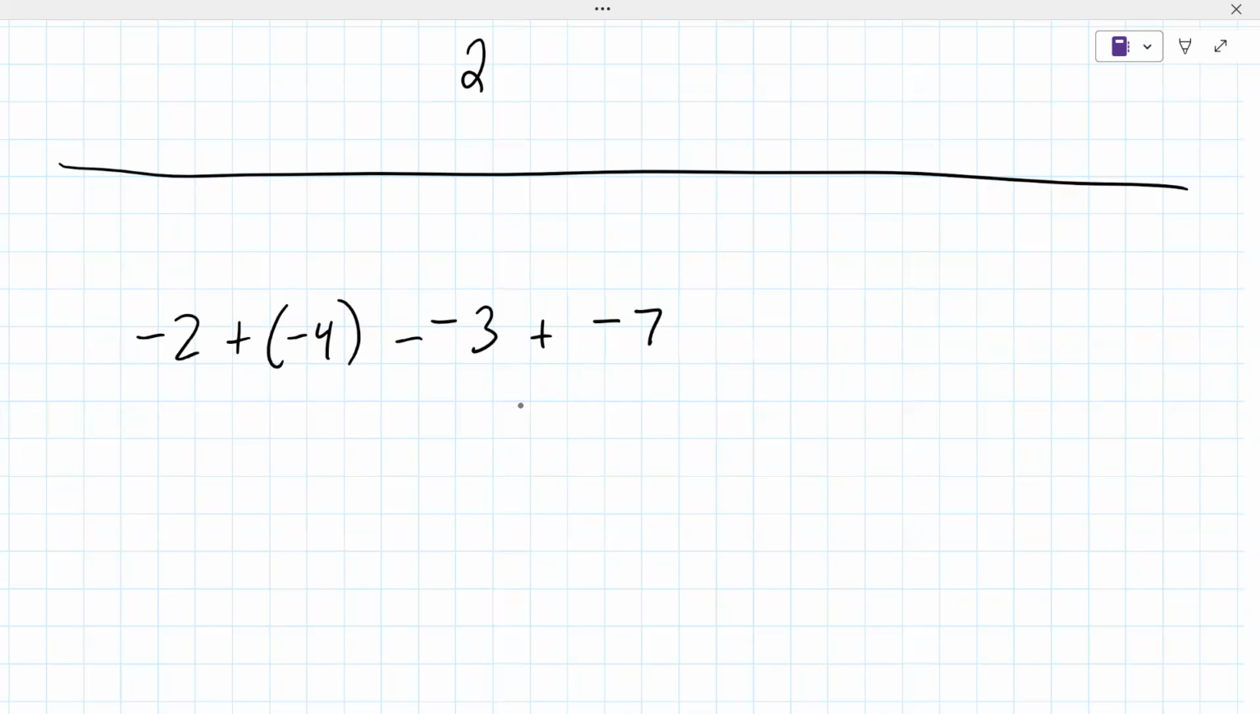7 take away 3 is -4. Okay, do you want me to lead you through the problem or my final answer? Just the final answer. My final answer is -4.